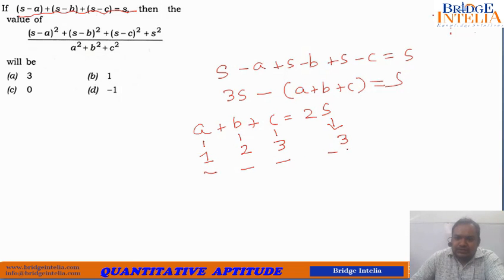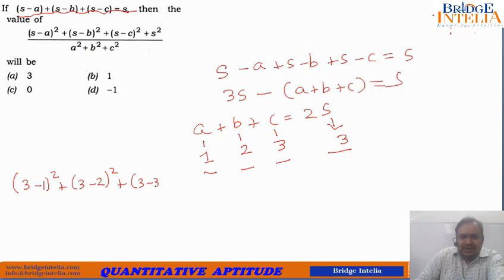So now I have chosen dummy values. Now what am I going to do? I am going to substitute these dummy values in the given expression and see which of the options it changes into. So s is equal to 3, a is equal to 1, b is equal to 2 and c is equal to 3. Now it's time to substitute those values. So the given expression can now be written as (3 minus 1) whole square plus (3 minus 2) whole square plus (3 minus 3) whole square plus 3 square, this is s square, whole divided by 1 square plus 2 square plus 3 square.